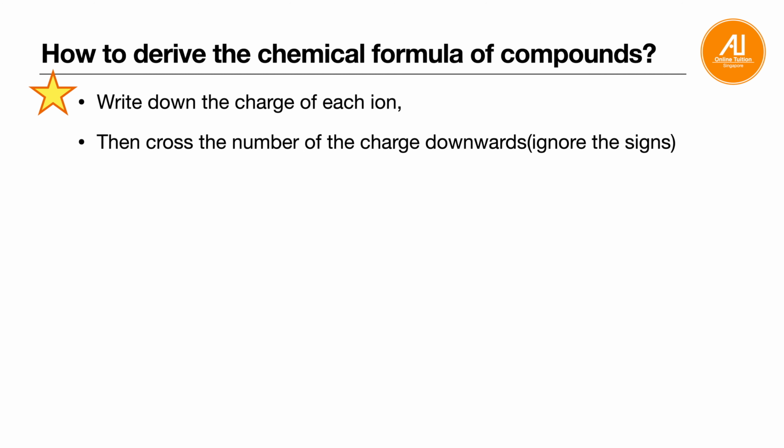Okay, so how do you derive the chemical formula of a compound? First of all, you have to write down the charge of each ion. After that, you cross the number of the charge downwards, ignoring the sign. So let's go through some examples.